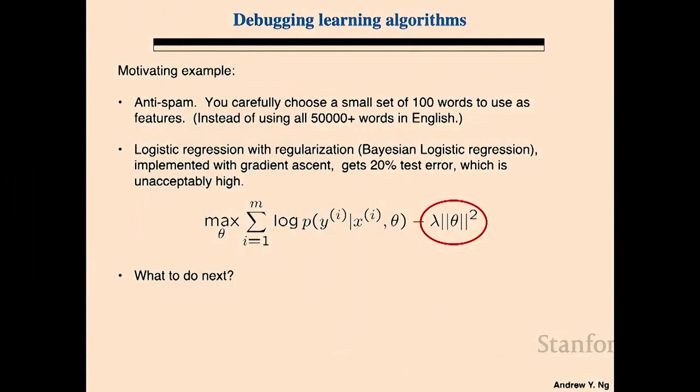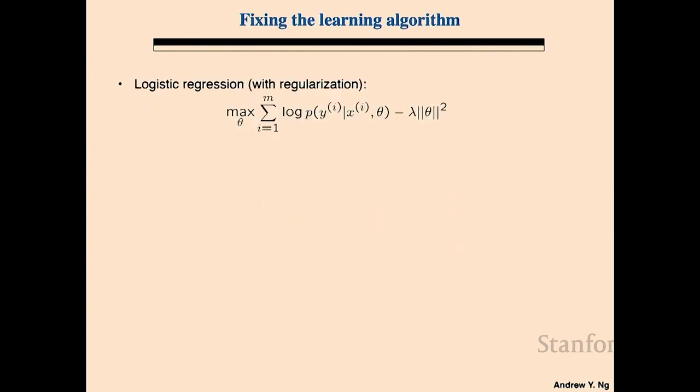So that's Bayesian logistic regression if you're Bayesian, or logistic regression with regularization if you're using frequentist statistics. And let's say that logistic regression with regularization, or Bayesian logistic regression, gets 20% test error, which is unacceptably high, right? You're making 1 in 5 mistakes on your spam filter. And so what do you do next?